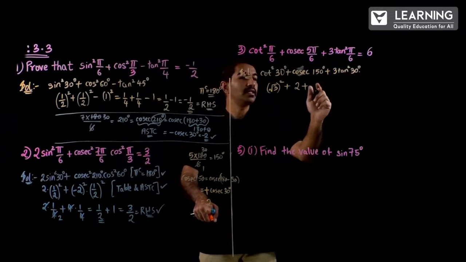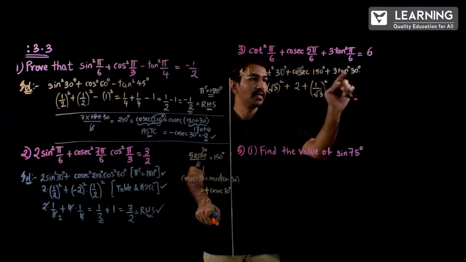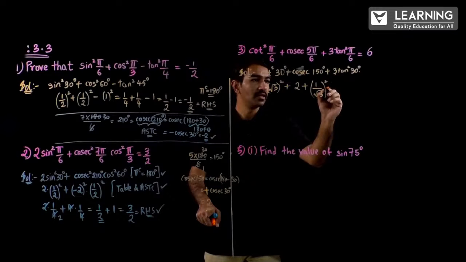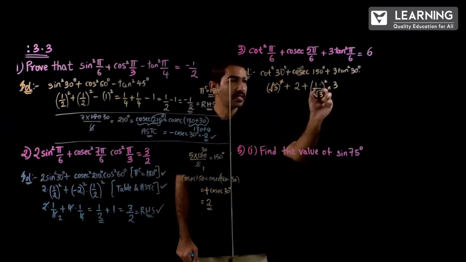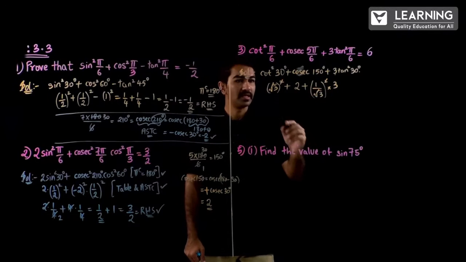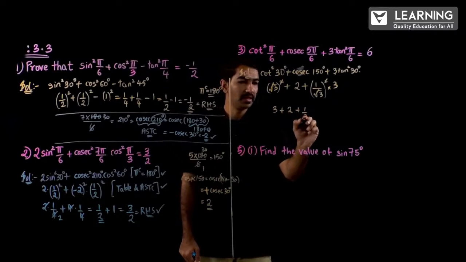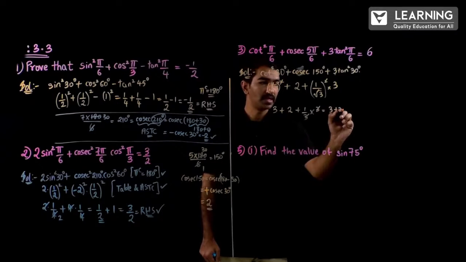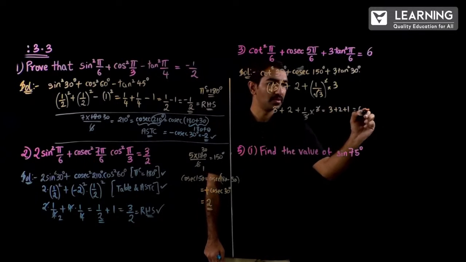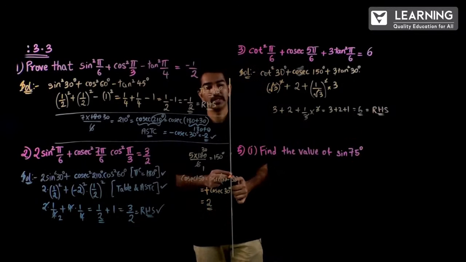30. Tan 30 is 1 by root 3 again. 1 by root 3, the whole square. This is tan square 30. So you see this 3 here, into 3. Okay, now solve this. Square and root will get cancelled. So we'll be having 3 plus 2 plus 1 by 3 into 3. 3 and 3 will get cancelled. So 3 plus 2 plus 1, which is equal to 6, which is equal to RHS. Hence, we have proved this problem.